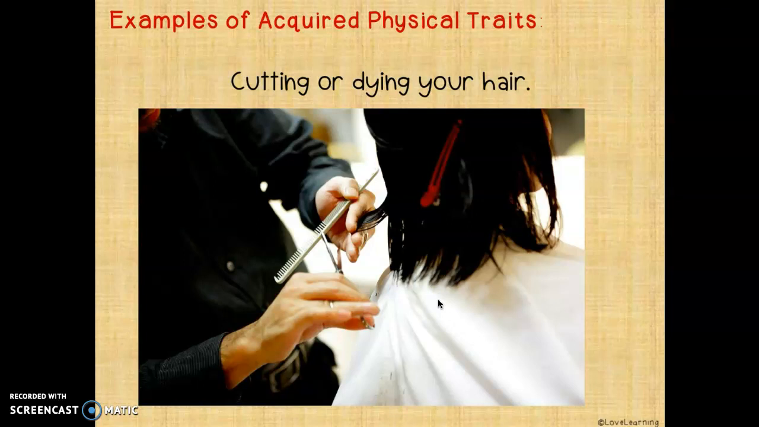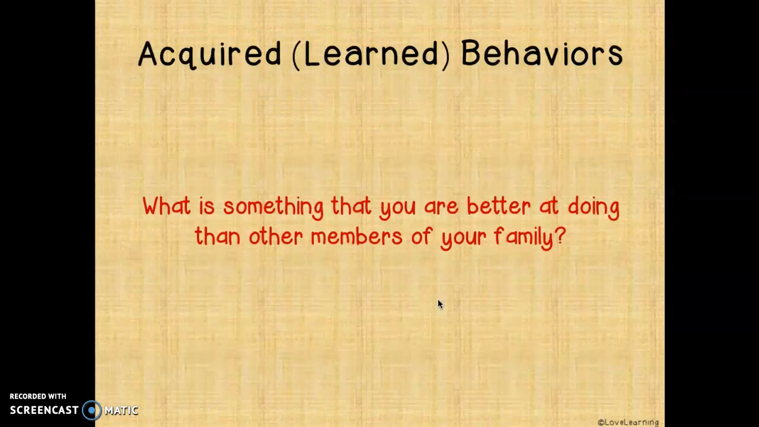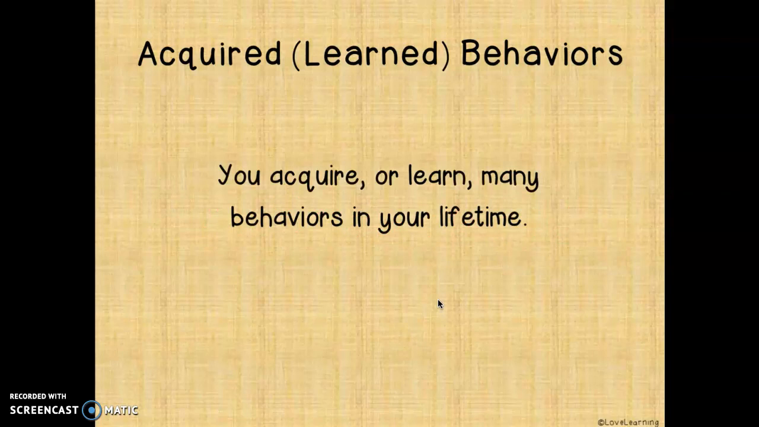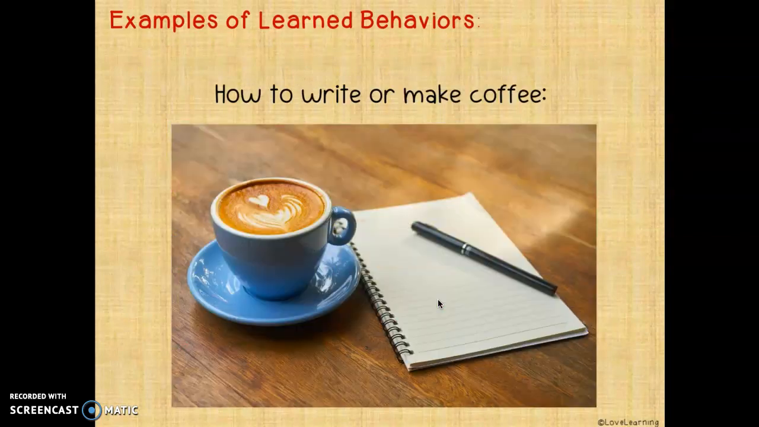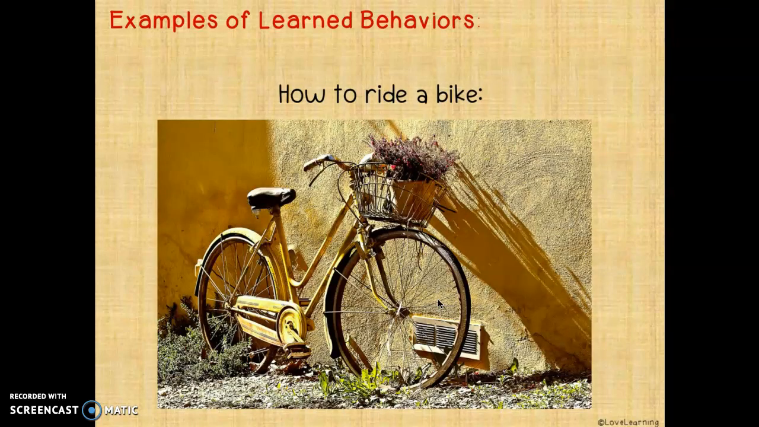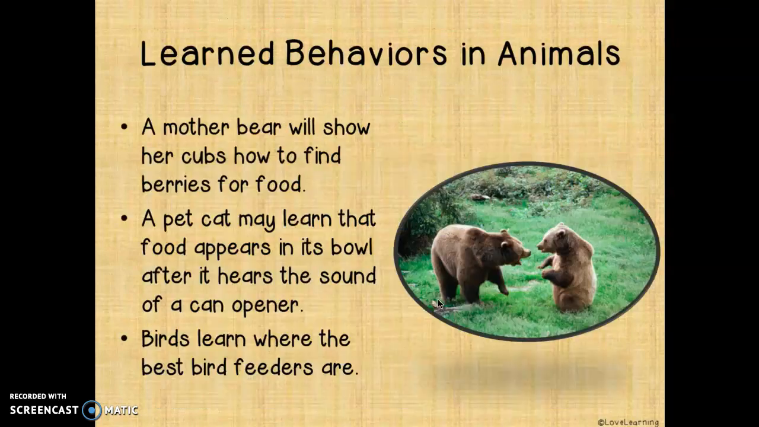You weren't born with blue hair, as we've talked about in previous lessons. Those are acquired traits. Then we talk about acquired, or rather learned, behaviors. When you acquire a behavior, it's something that you've learned and gotten better at over time. So making a sandwich, making coffee, learning how to write, learning how to play the piano, learning how to ride a bike. All of those things are things that you have to learn how to do. Those are behaviors you have to learn.